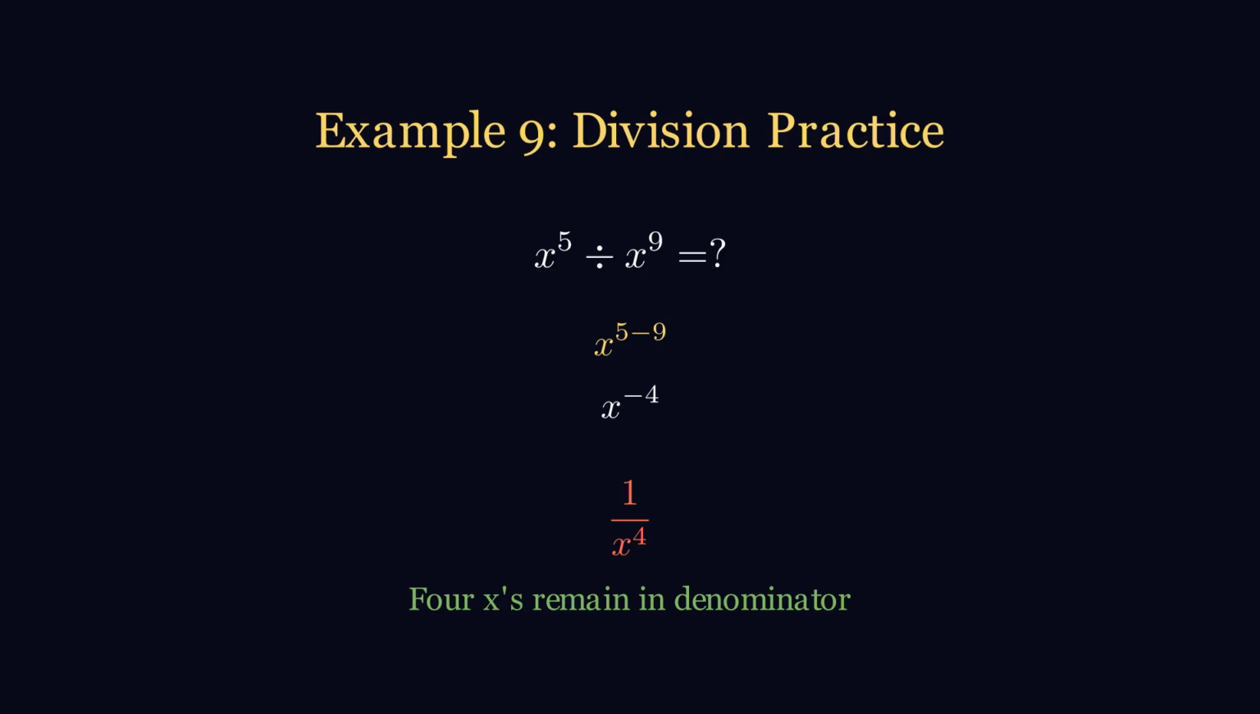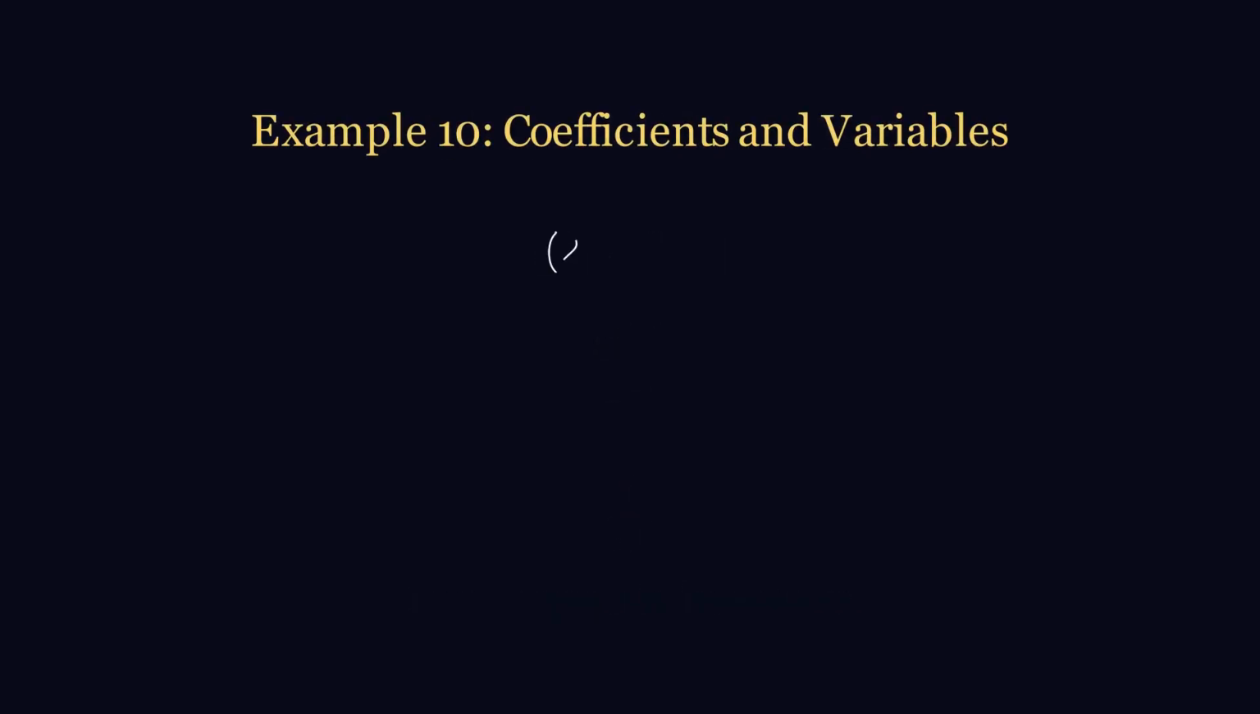Now let's work with expressions that have coefficients and multiple variables. What is the value of 2x cubed raised to the 4th power? We need to apply the exponent to every part of the expression. 2 raised to the 4th power times x cubed raised to the 4th power. 2 to the 4th equals 16. For the x term, we multiply the exponents. 3 times 4 equals 12. So our final answer is 16x to the 12th power.